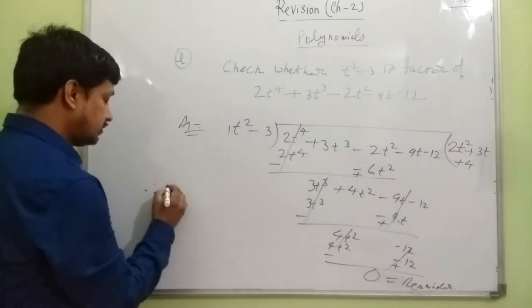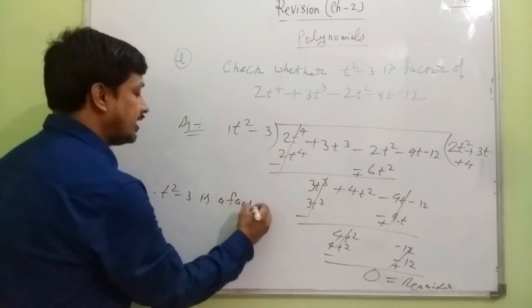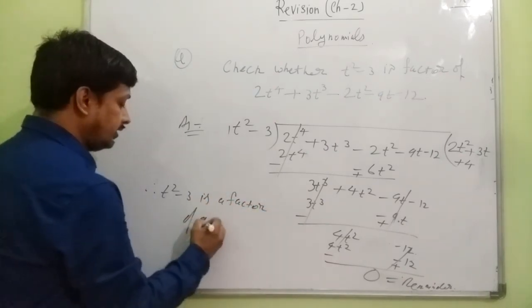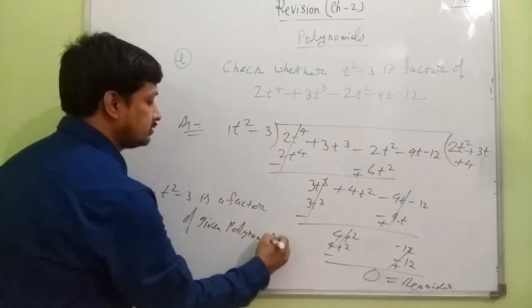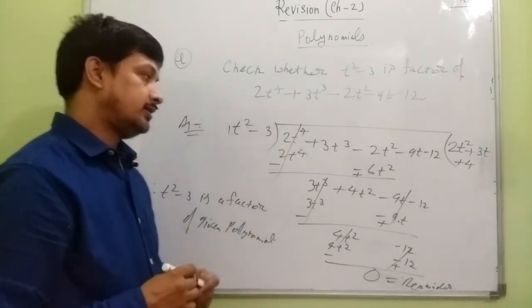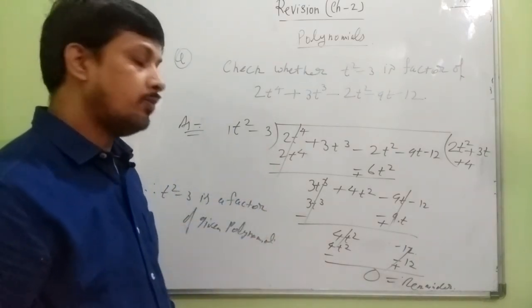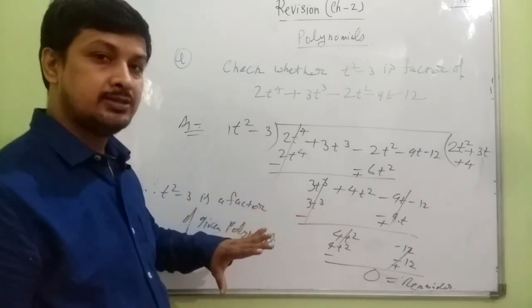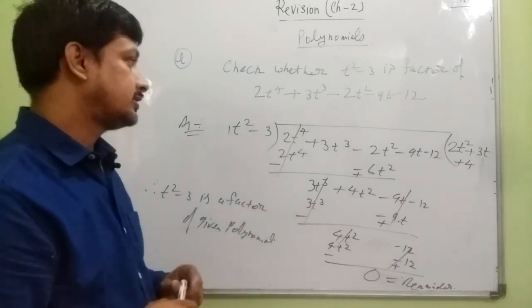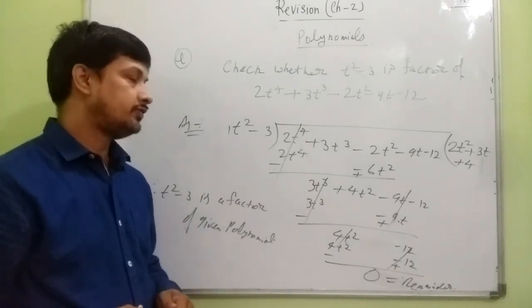So you will write, t square minus 3 is a factor of the given polynomial. So sometimes there are some mistakes in division, because division is a complicated method. So we have to practice more and more to avoid the mistakes. So just note down the solutions. After this we will do more questions.